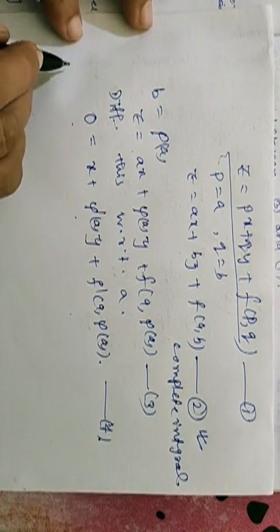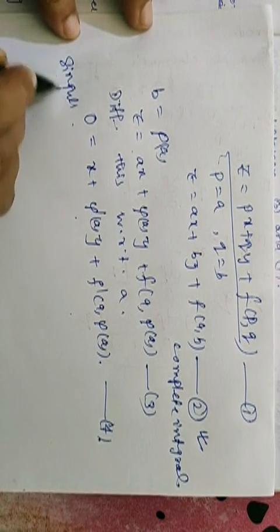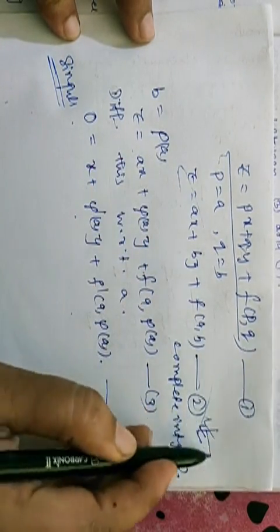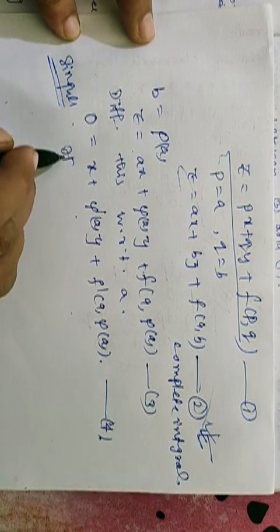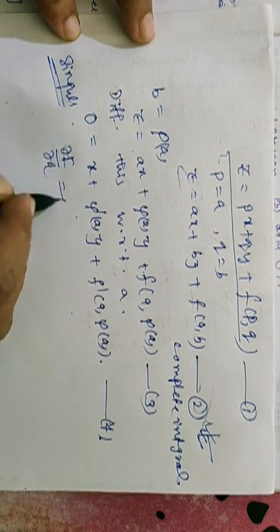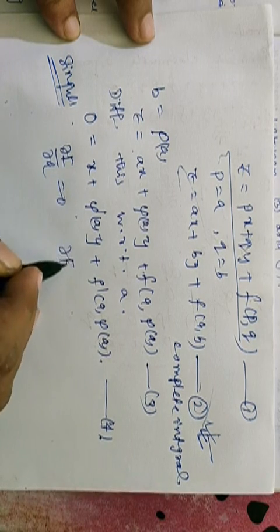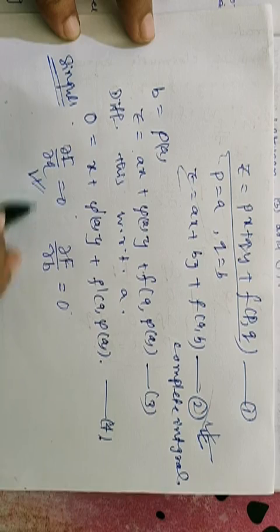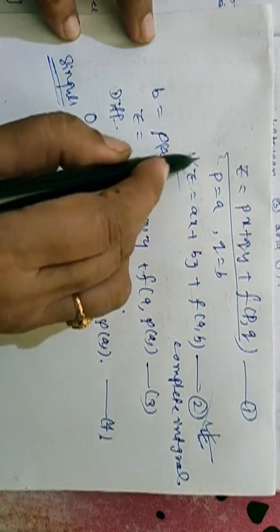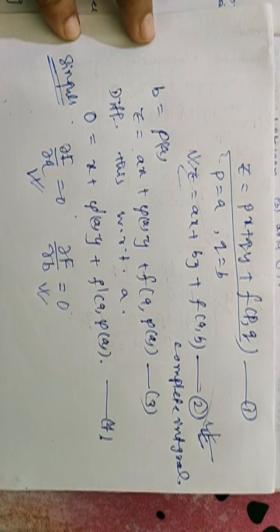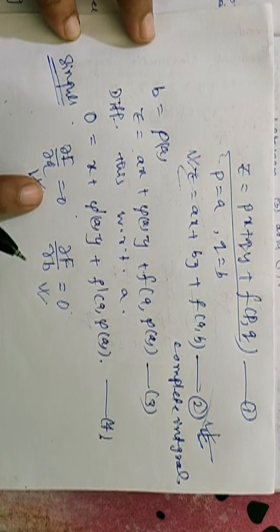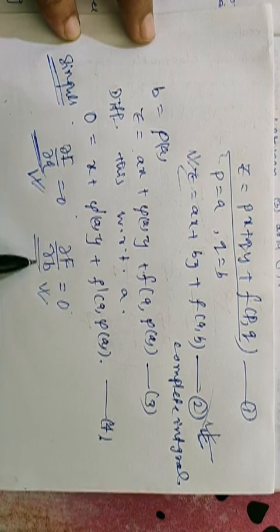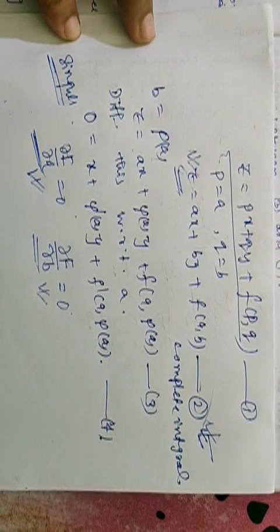And for the singular solution, what we will do is take this equation 2, then differentiate with respect to a and put it equal to 0, then differentiate with respect to b and equate it to 0. Between this and this and this, we can obtain the singular solution. Solving this and this, we obtain the singular solution.